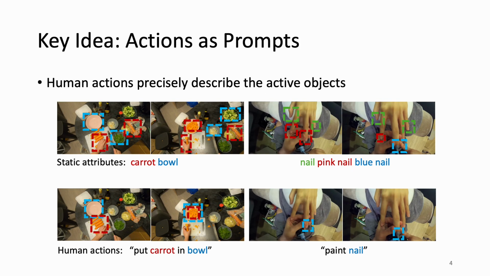To solve the challenges, we use human actions as additional prompts for the RVOS task. This is because human actions precisely describe the target active object. For example, when using put carrot in bowl to describe the video, the target carrot and bowl are identified. When using paint nail, the very nail being painted is precisely described, even though we don't know what color the nail is.